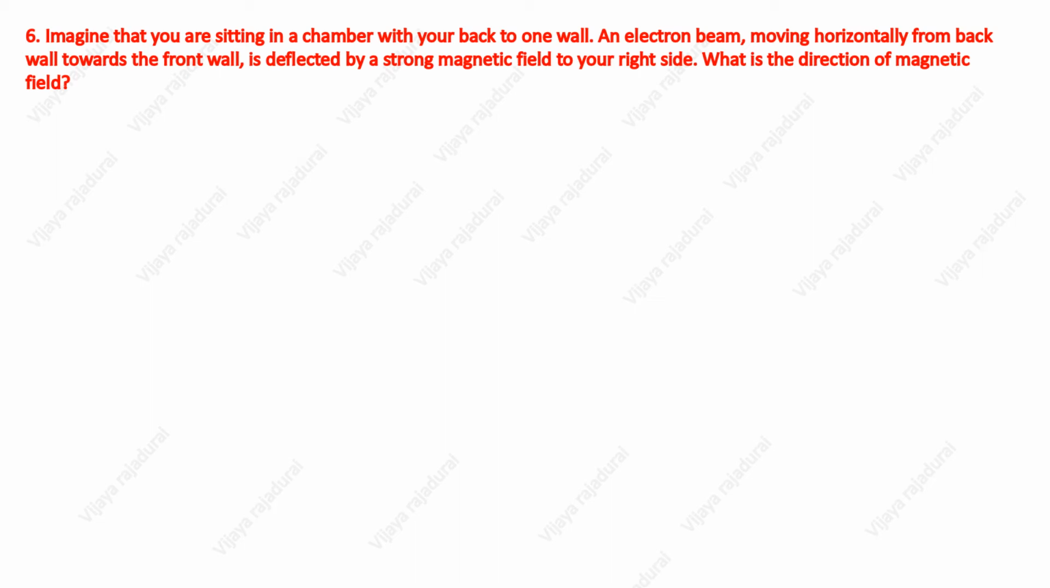This question is taken from the exercise part of 10th Science NCERT, chapter number 12, Magnetic Effects of Electric Current. The question is: imagine that you are sitting in a chamber with your back to one wall. An electron beam moving horizontally from the back wall towards the front wall is deflected by a strong magnetic field to your right side. What is the direction of the magnetic field?